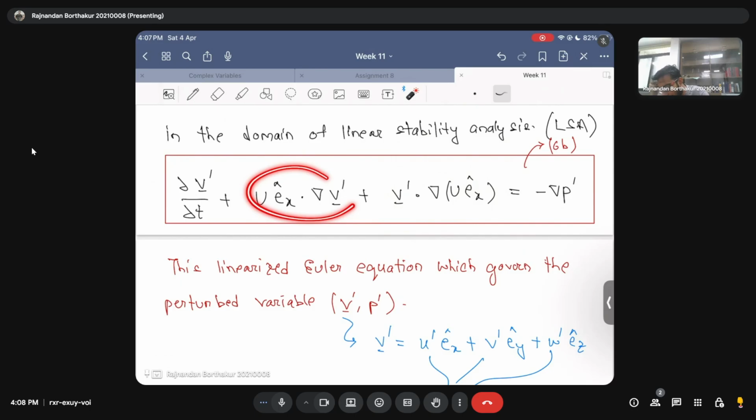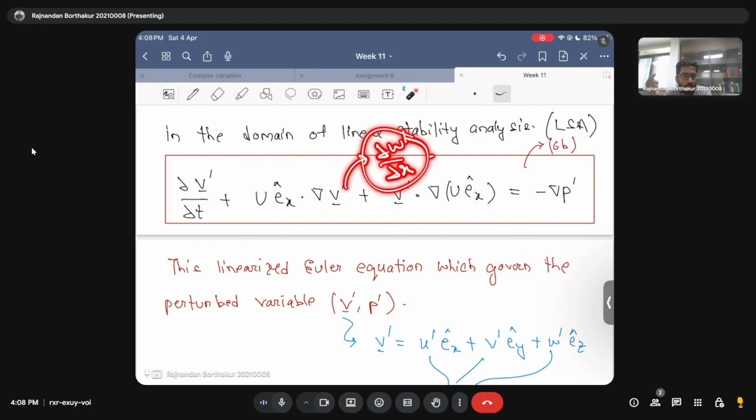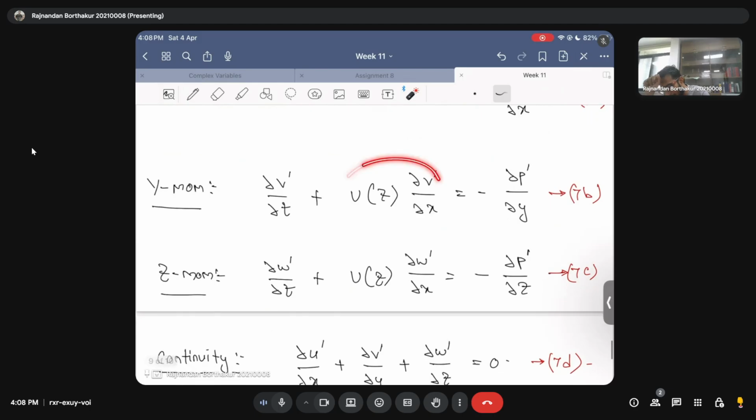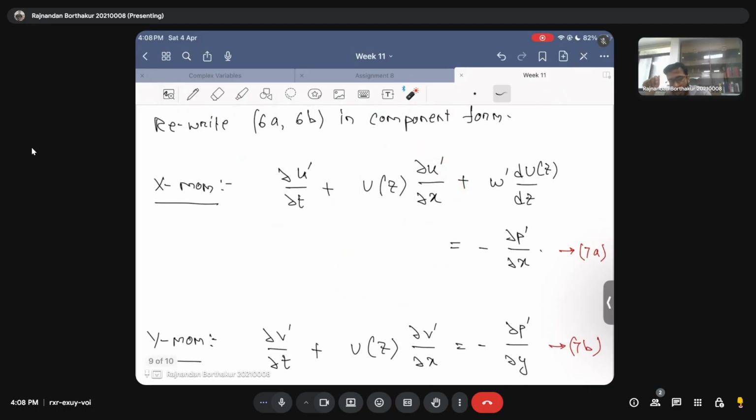However, this term will have its signature in all three x, y and z directions, because this gradient of v prime will have del u prime by del x in the x direction if we do a dot product with u e_x. It is also going to have del v prime by del x if we take the y component and dot product it in the x direction. It is also going to have del w prime by del x if we pick the z component and do a dot product with u e_x. That's the reason why we end up getting these terms u del v prime by del x, u del w prime by del x, and u del u prime by del x in x, y, and z.